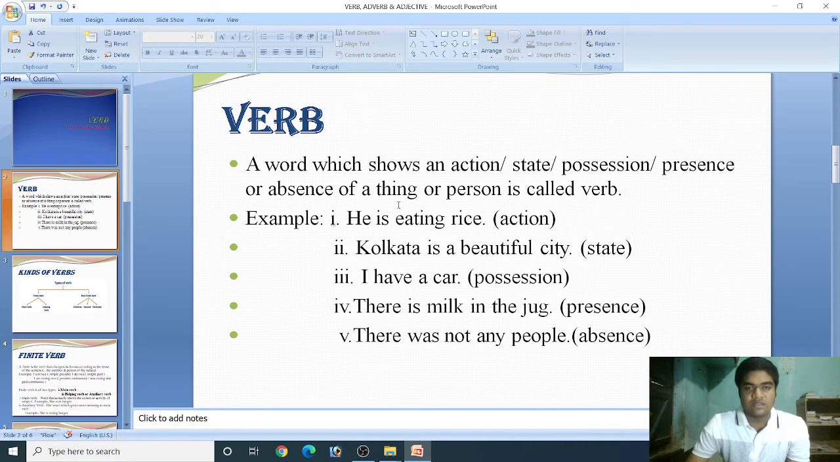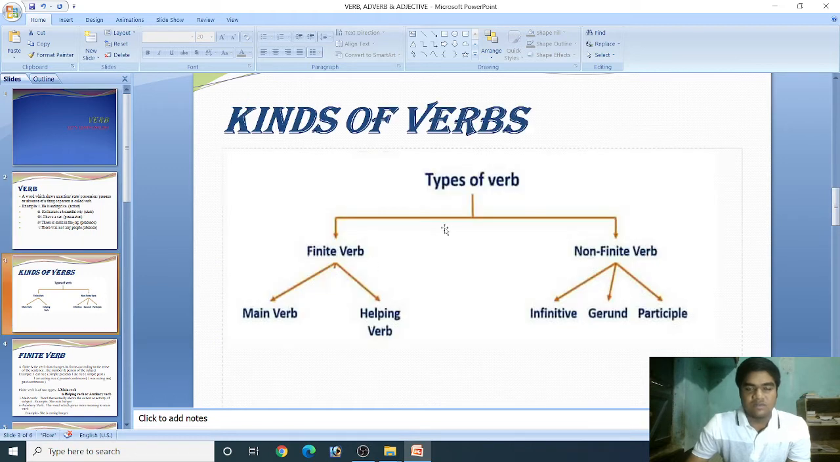So this is the brief introduction about the verbs, and now we'll move on and understand the types of verbs. Mainly verb is classified into two types. Although on several bases we can classify verbs, the mostly accepted classification is what I have written over here. As per this classification, the verb is of two types. The first one is finite verb, and the second one is non-finite verb.